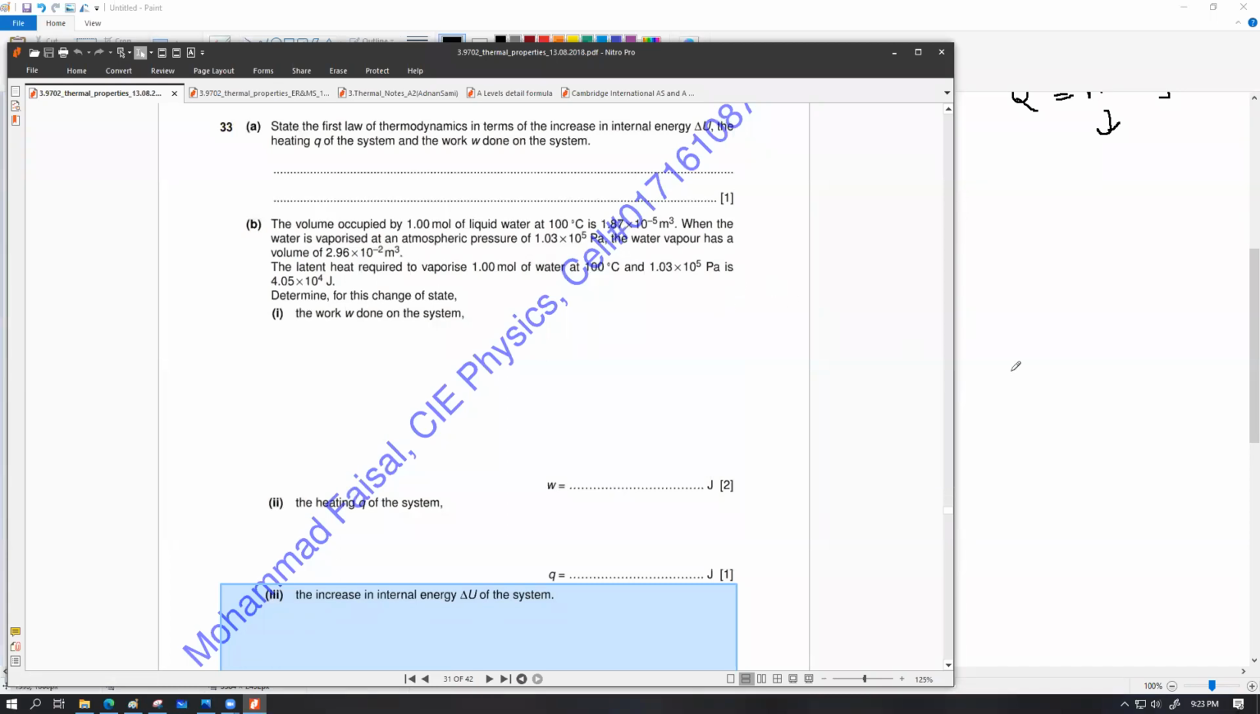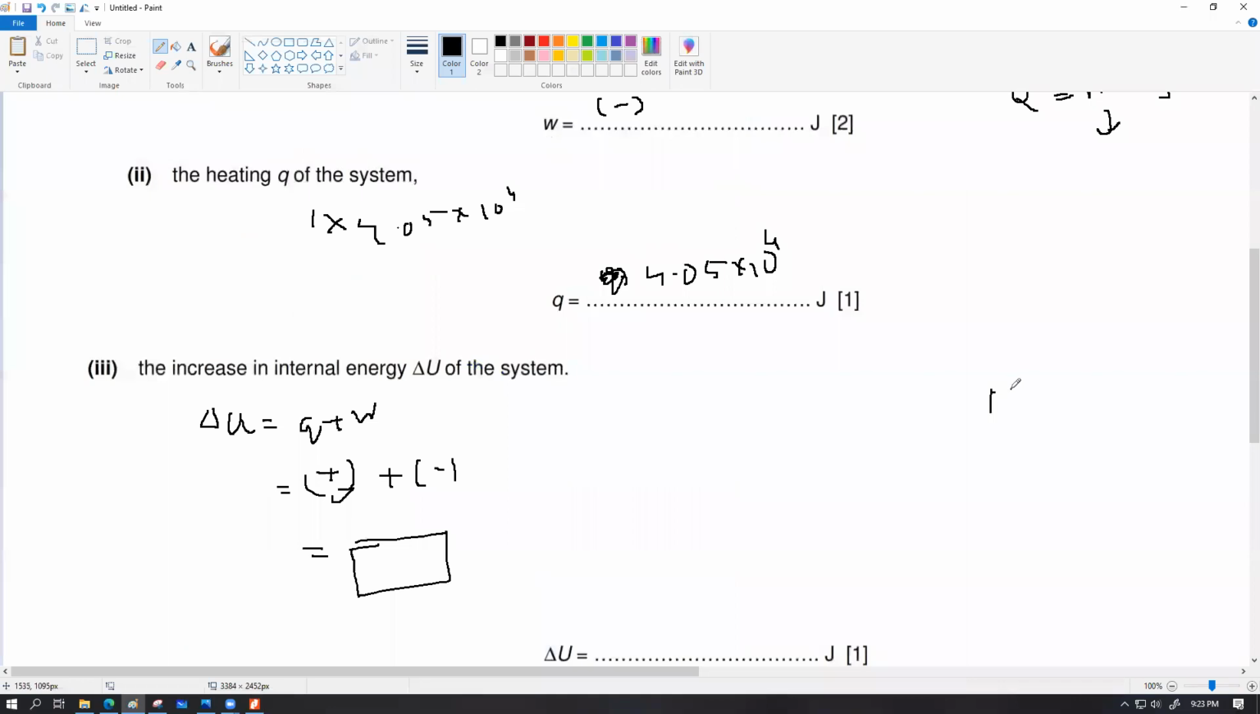Do you know that 1.00 can be 3SF? It can be 1SF, 2SF, or 3SF. So it's important that you understand what is happening.